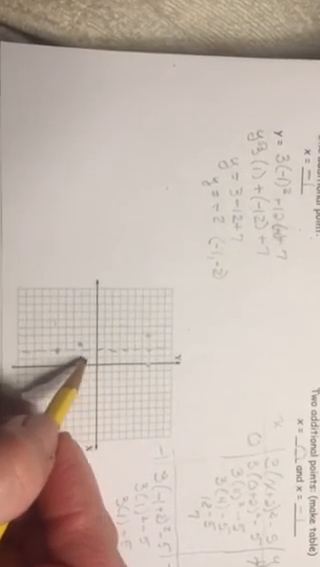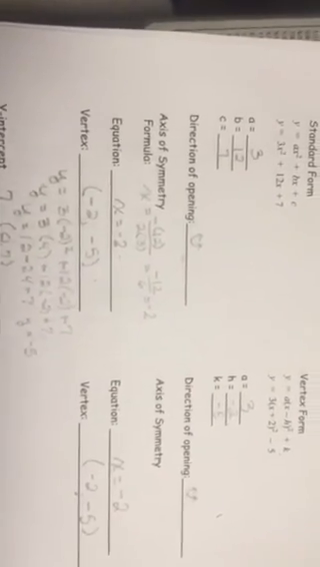Negative 1, negative 2. So you can see that these were actually 2 different versions of the same parabola, just 2 different forms. Comparing and contrasting standard form and vertex form.